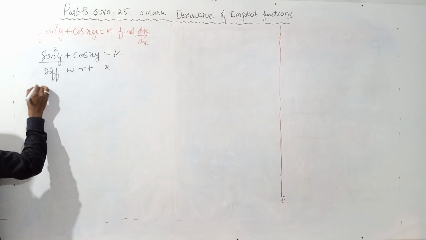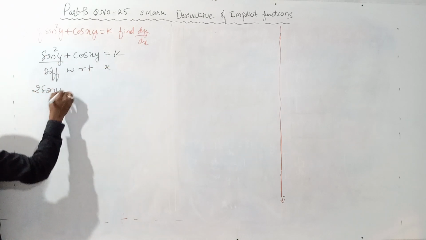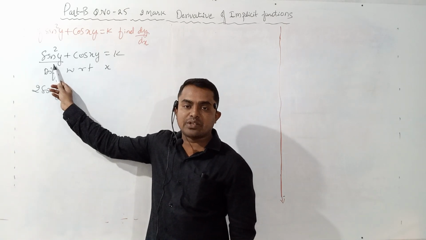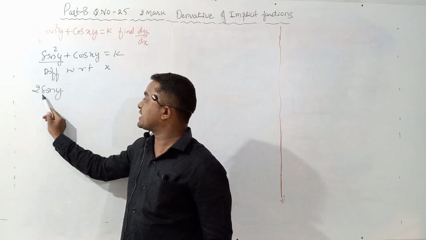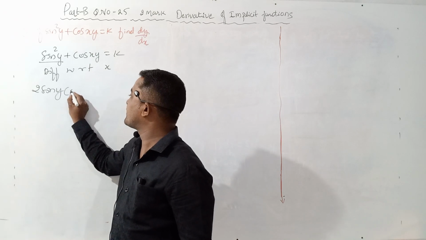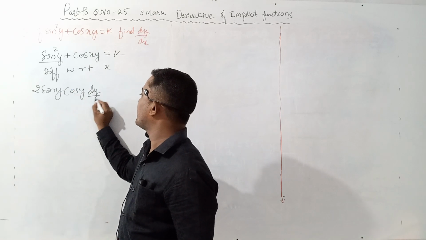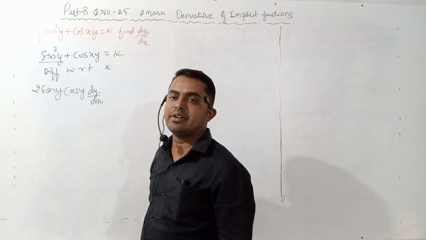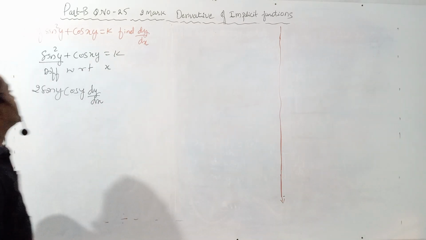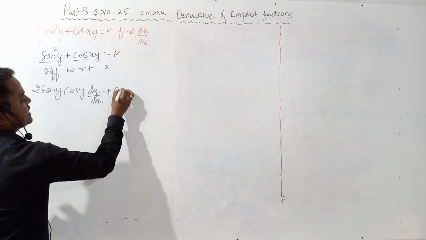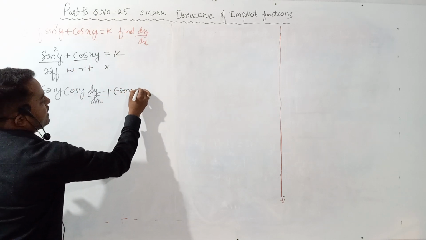Derivative of sin square y is what? 2 sin y, derivative of this sin y is cos y. Derivative of y, dy by dx. Plus the derivative of cos is minus sin xy.